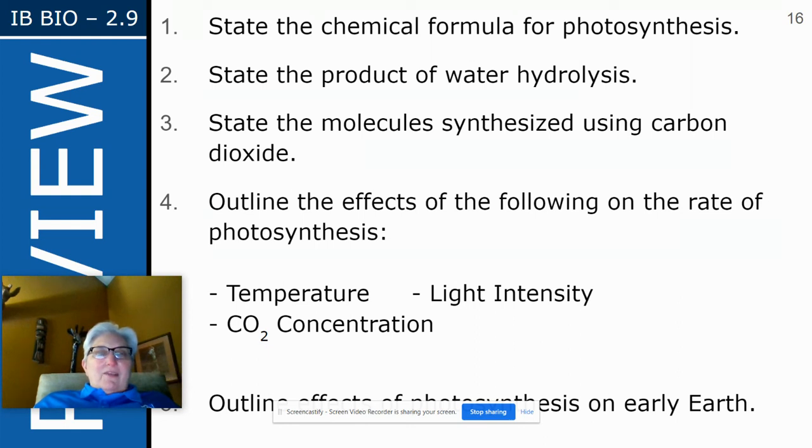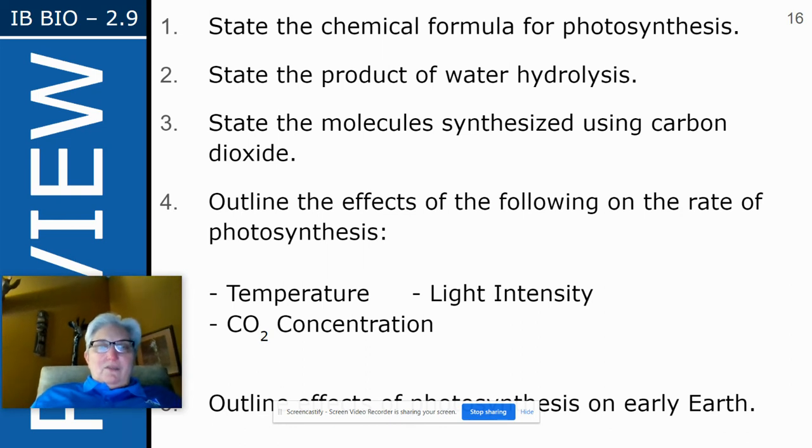So that's it for this lesson. Any questions, you know where to find me. And then Thursday, Friday, we'll take a look a little more in depth at the light-dependent reactions, and then on Friday, the light-independent reactions.